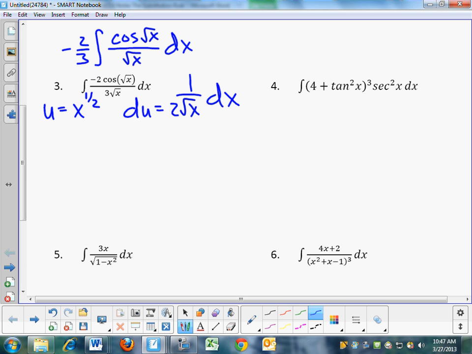Now, do we have a dx? Yes. Do I have a 1 over the square root of x? Yes, that does match there. Do I have a 1 over 2? No. So what are you going to do? Multiply both sides by 2. I get 2 du is equal to 1 over the square root of x dx.